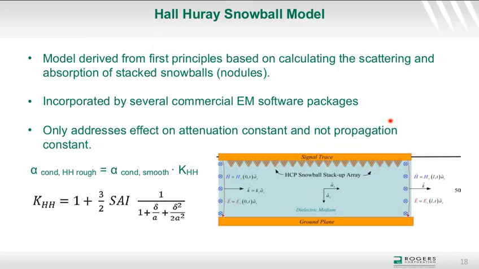Okay, the Hall-Huray snowball model is derived from first principles by calculating the scattering and absorption of stacked snowballs, which resembles the nodules on treated foil. It's been incorporated by several commercial EM software packages. One drawback is that this only addresses the effect on attenuation constant, not on the propagation constant. Mathematically, it works very much the same way as Hammerstad and Jensen: you calculate the attenuation factor for the smooth conductor and then apply the Hall-Huray correction factor, which is based on the surface area index and the ratio of skin depth to the nodule radius.